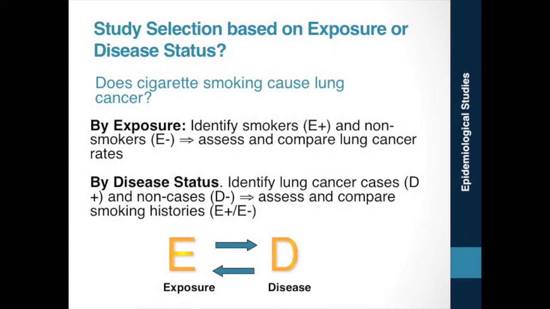Study selection can rely on how we use the exposure and disease status information. We can use the exposure information to create groups and then assess and compare the incidence of events or outcomes in the exposed and non-exposed groups. On the other hand, we can create the comparison groups by disease status and assess and compare their past exposures.